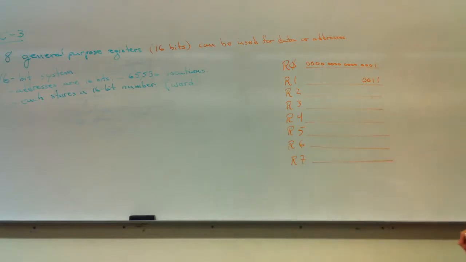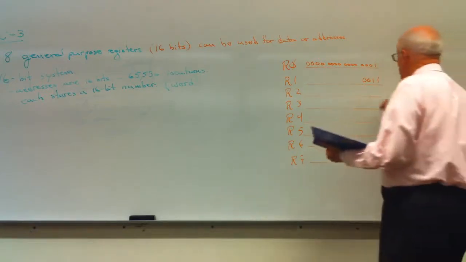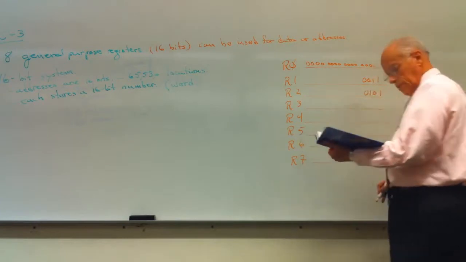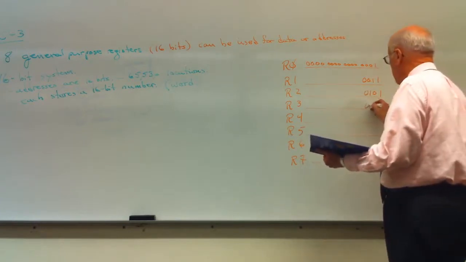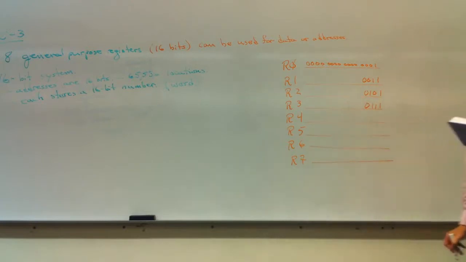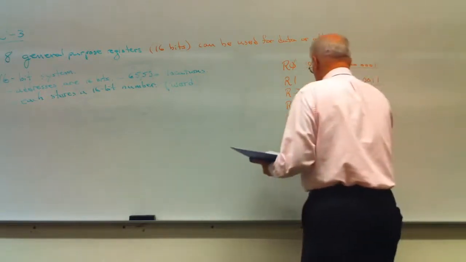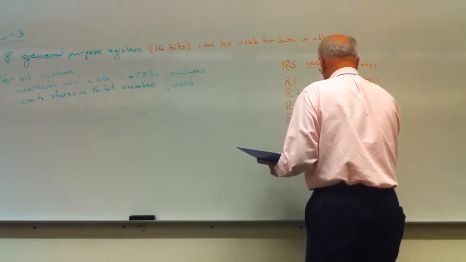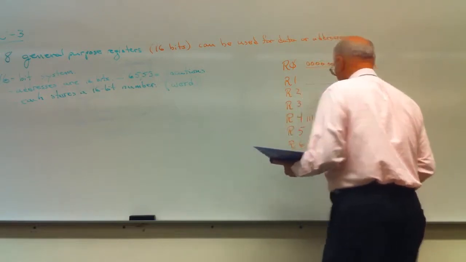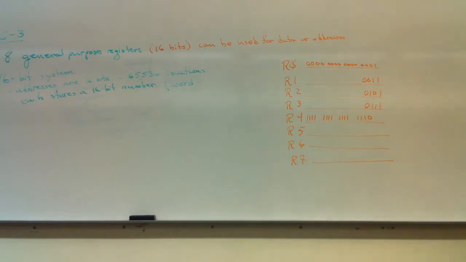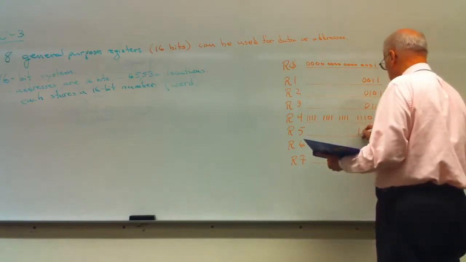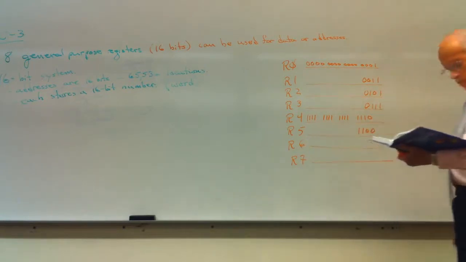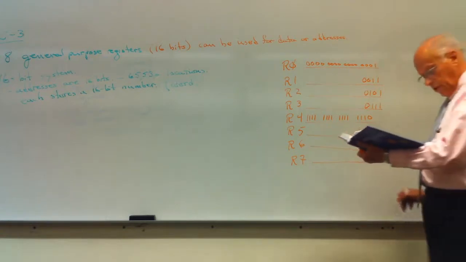Let's see, register 1 is basically the same thing except it's got a 3. Register 2 has a 5, and register 3 has a 7. Now, the others are all negative numbers. So register 4 has all 1s except for a 0 on the end. Register 5 has 1 with 2 zeros on the end.